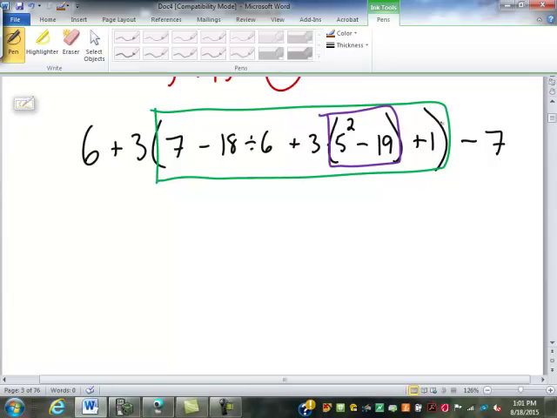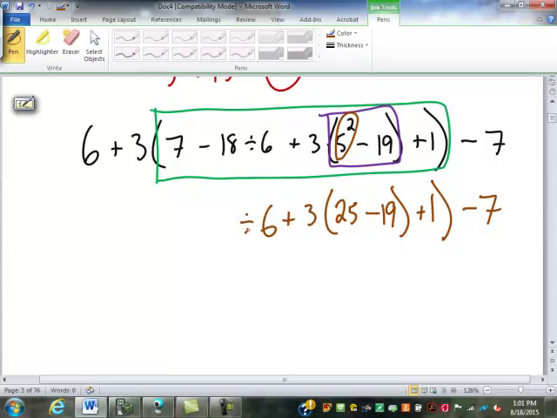Okay, yeah, we go through the checklist. Any other enclosing symbols? Not inside there, no. So exponents, the 5 squared, which is 25. And of course, technically we rewrite everything else. Now I'm going to start cheating again and just erasing and replacing here. Still inside that purple box, inside that enclosing symbol, what's next? Got 25 minus 19, which is 6. So I'm just going to erase it and replace it with a 6.